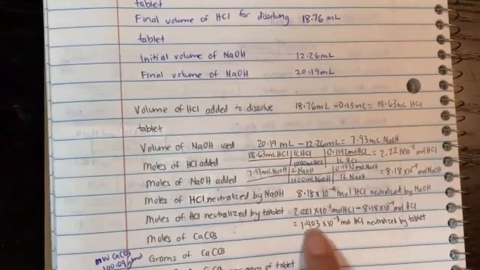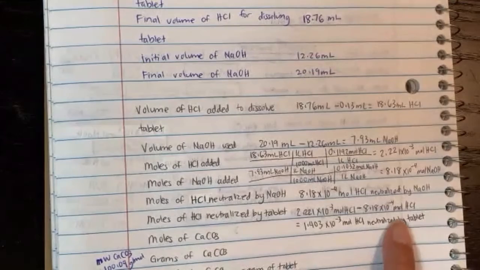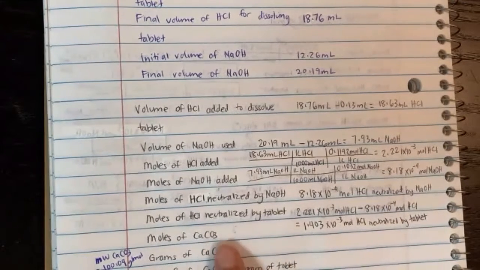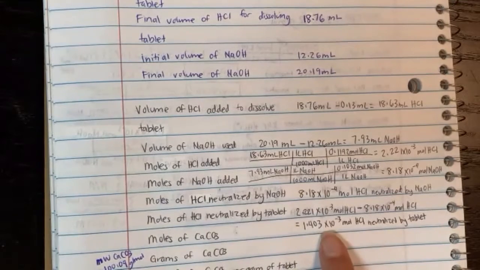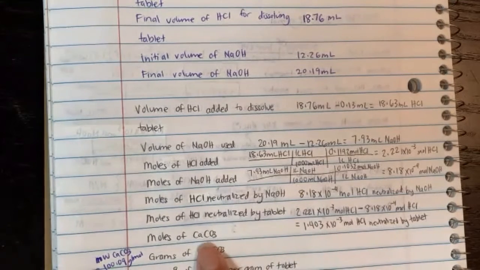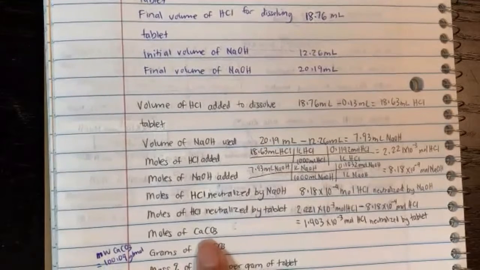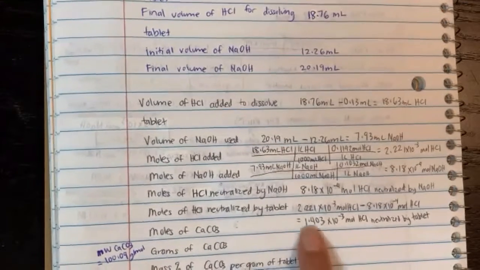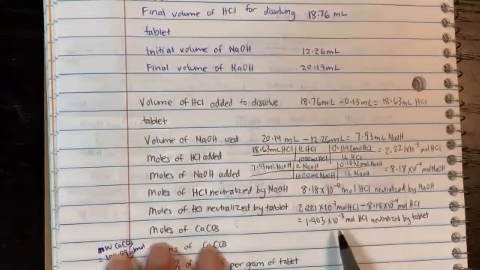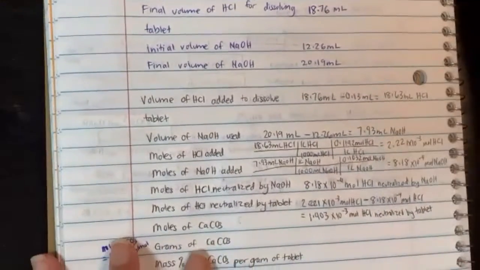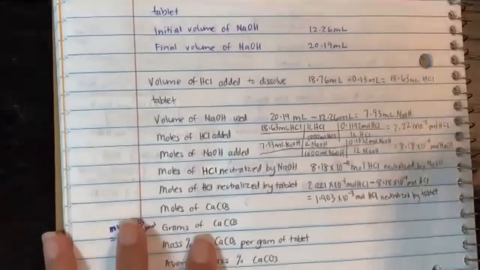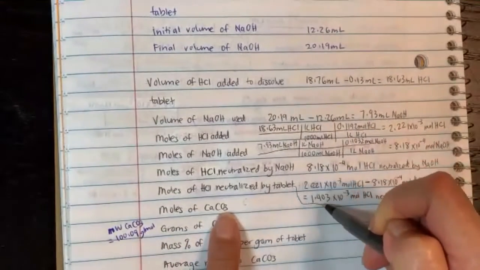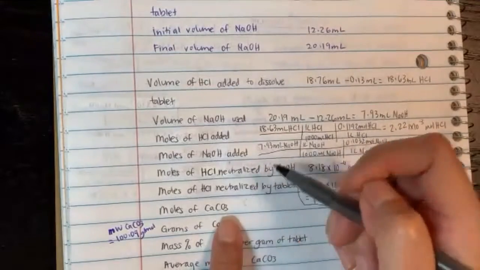So now that you have the moles of HCl neutralized by the tablet, we can then get moles of calcium carbonate. The HCl to calcium carbonate ratio is 1 mole of calcium carbonate to 2 moles of HCl. So you take this number that's neutralized by the tablet and do the mole ratio of calcium carbonate to 2 HCl. So let me work on that over here. Some space right here.